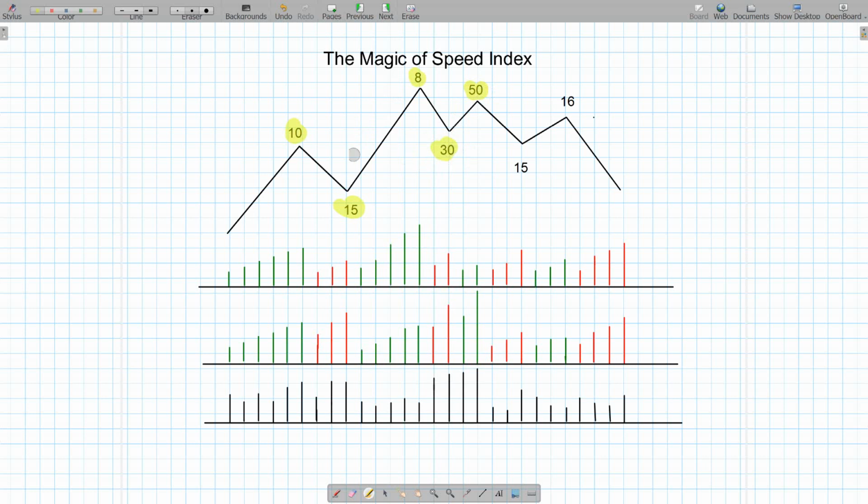All right? So in all the uptrends, usually, if it's a nice uptrend, you will see that the speed index on the up waves would be less than on the down waves. Why is that? Because on the way down, on the retracement, people are buying. They're buying more, so you get more volume. Okay?